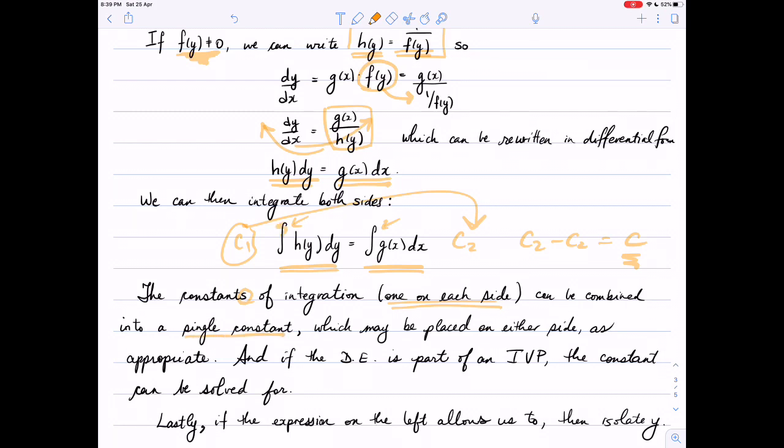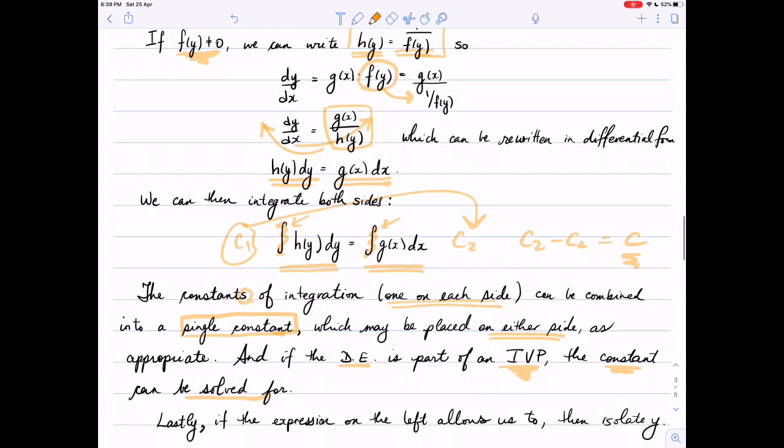So even though there are two antiderivatives, you only need, in this separable case, a single constant of integration, which you can place on either side as you see fit, as is appropriate to the question. And if this differential equation happens to be part of an initial value problem, if you have extra information, that constant can then actually be solved for as well.